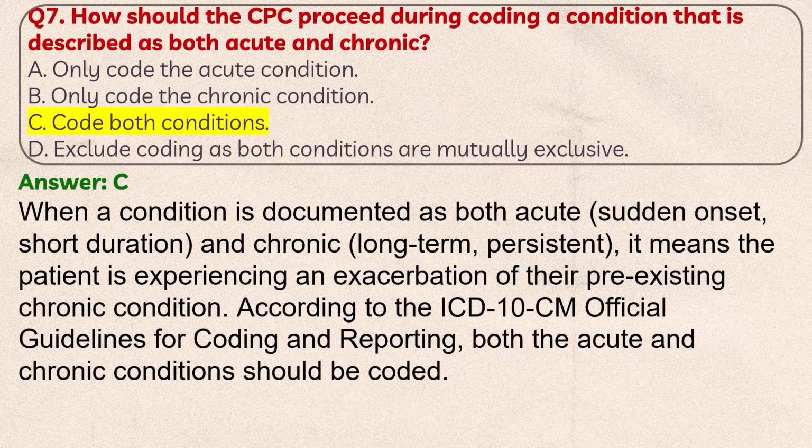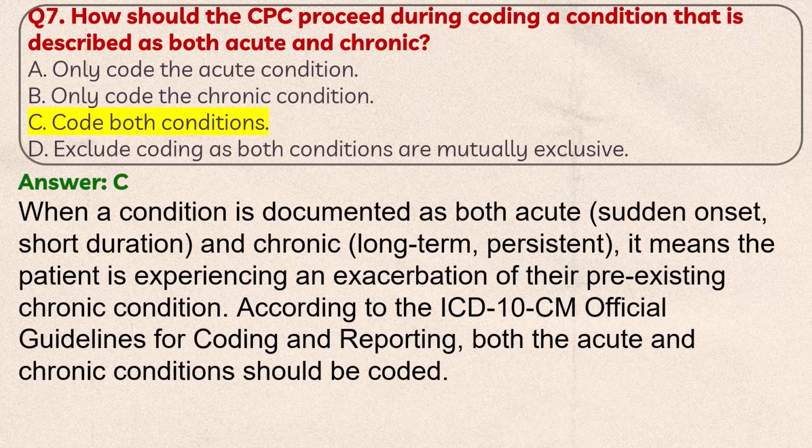When a condition is documented as both acute, that is sudden onset or short duration, and chronic, that is long-term or persistent, it means the patient is experiencing an exacerbation of their pre-existing chronic condition. According to the ICD-10-CM official guidelines for coding and reporting, both the acute and chronic conditions should be coded.